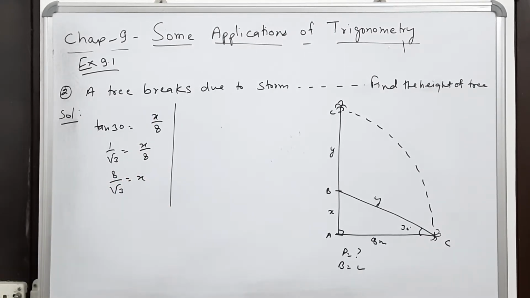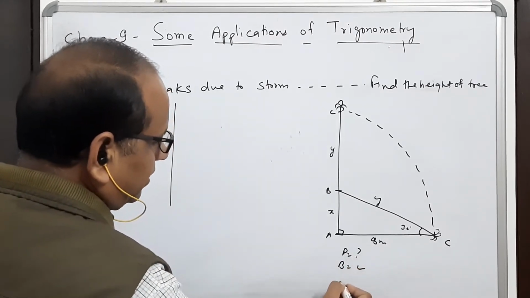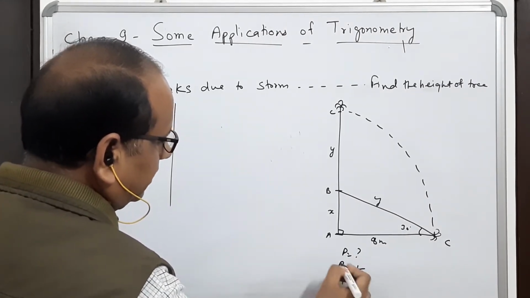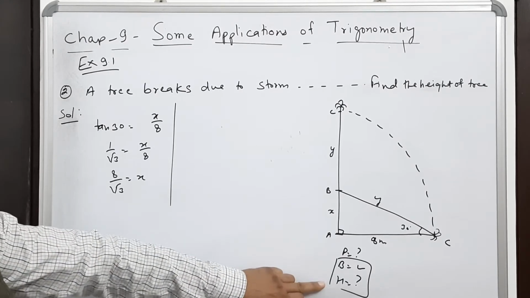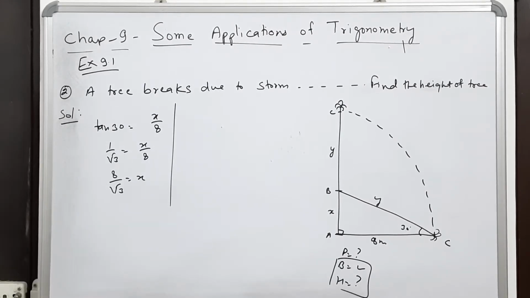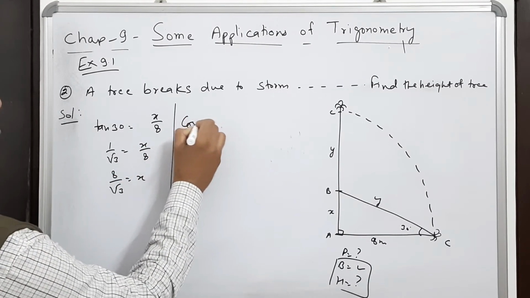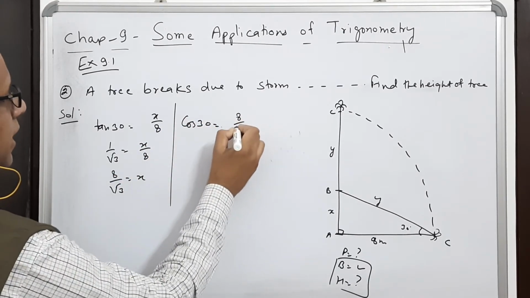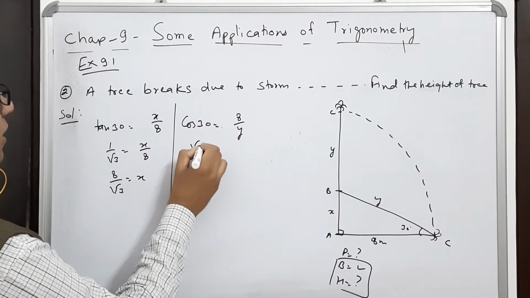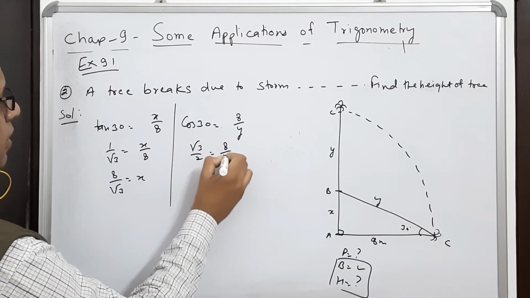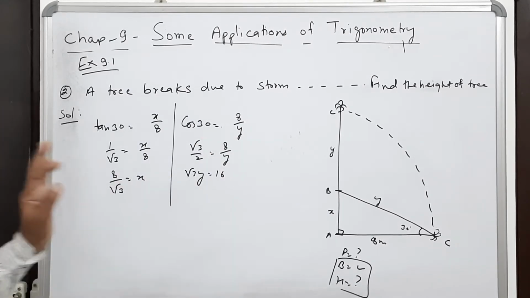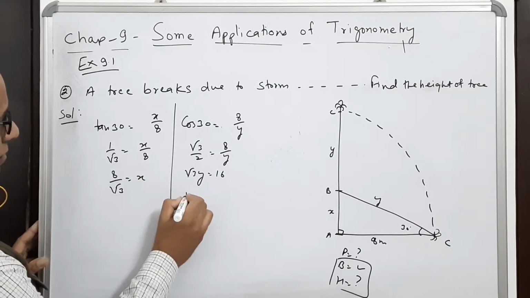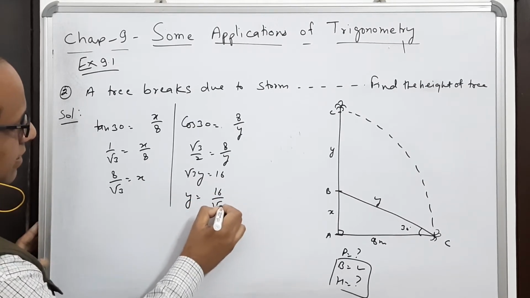The second part is the base is given here and the hypotenuse is missing. We want to find the value of y. The base is given here and hypotenuse, and base and hypotenuse come in cos theta. So cos 30 is 8 upon y. The value of cos 30 is root 3 by 2, so root 3 by 2 equals 8 upon y. So root 3 y equals 16. I hope this maths you all know very well. So the value of y is 16 by root 3.